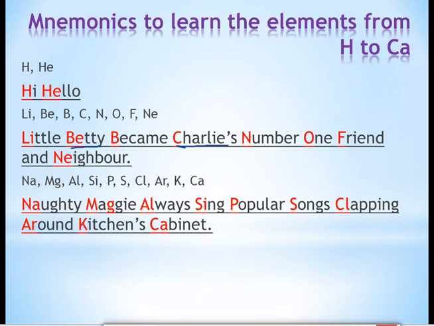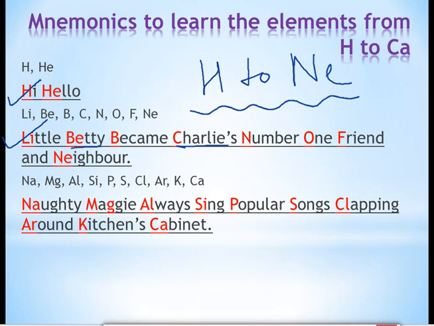So what is the mnemonic which we have to remember for hydrogen till neon? We have to remember: hi hello, little Betty became Charlie's number one friend and neighbor. So this is the first mnemonic which you have to remember for hydrogen to neon. See, from hi we will take H for hydrogen. From hello we will take He for helium. From little we will take Li for lithium.